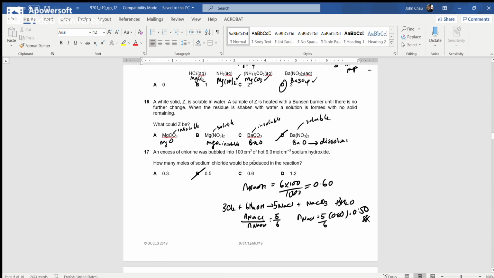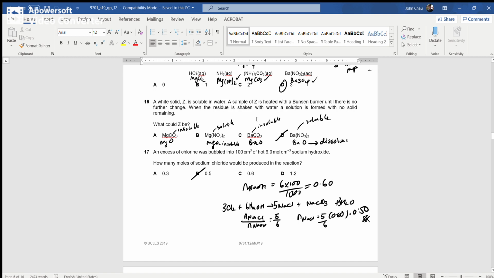Now 16, a white solid Z is soluble in water. A sample of Z is heated with a Bunsen burner until there is no further change. When the residue is shaken with water, a solution is formed with no solid remaining. Now what could Z be? I already identified which compounds are soluble and which are insoluble. Nitrates are soluble, so there are 2 compounds that are insoluble, but they want soluble, so the answer could be either B or D.